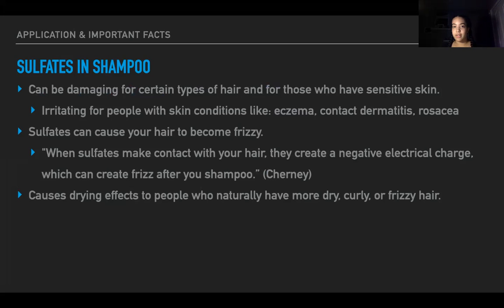So people who have drier types of hair and curlier hair usually have to use sulfate-free shampoo to prevent it from making the hair even more frizzy and drier when lacking moisture. So having sulfate in a shampoo can make your hair frizzier and drier, and can also affect people who have skin conditions by irritating it even more.